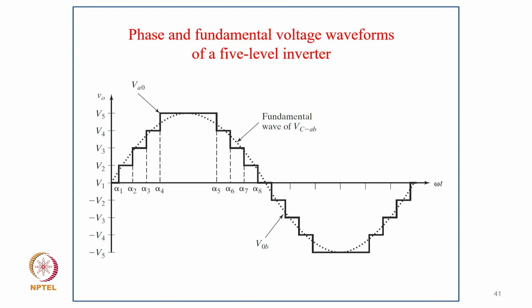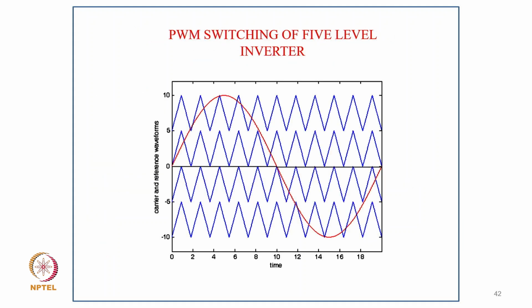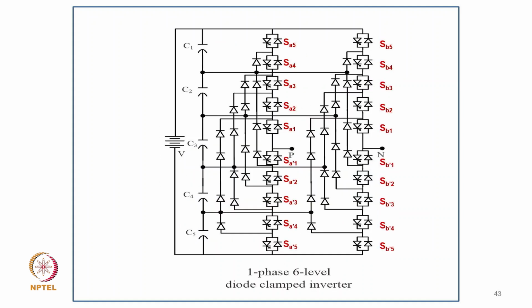So you can see the waveform is closer to a typical sine wave, and this is the pulse-width switching of a 5-level inverter, when the modulating signal is compared with the carrier and reference waveform. The carrier is a multi-level waveform, with different kinds of waveform at different levels.